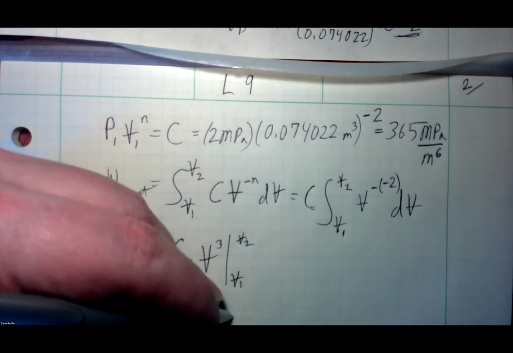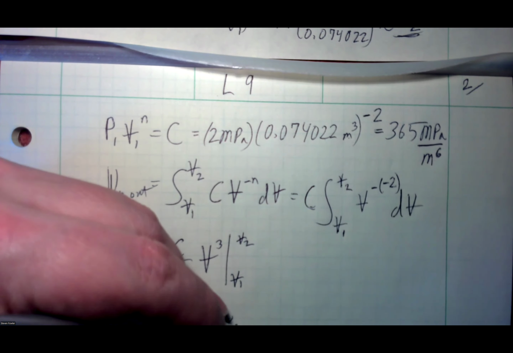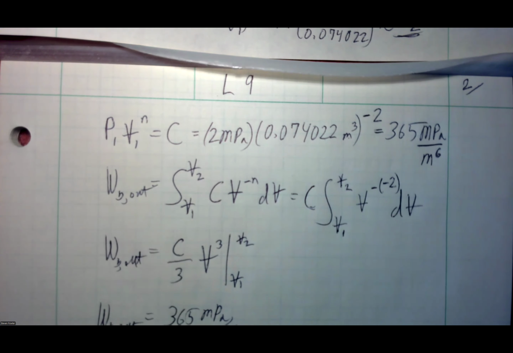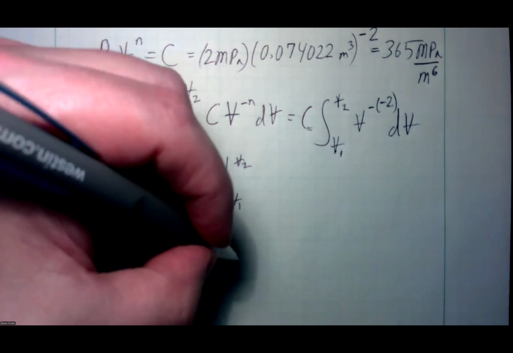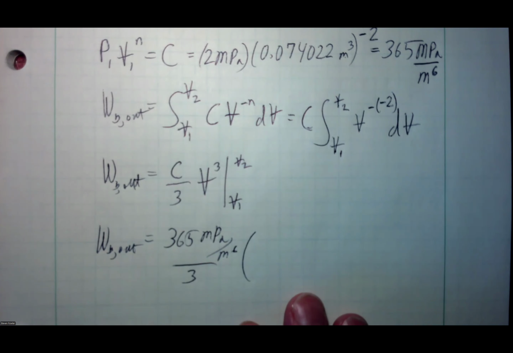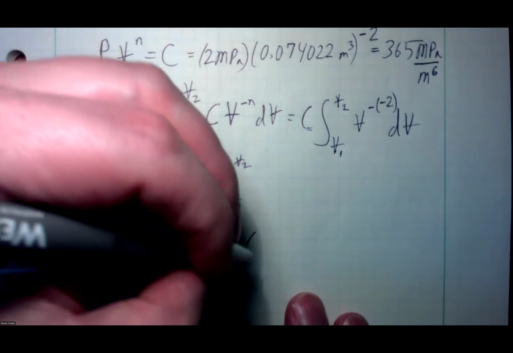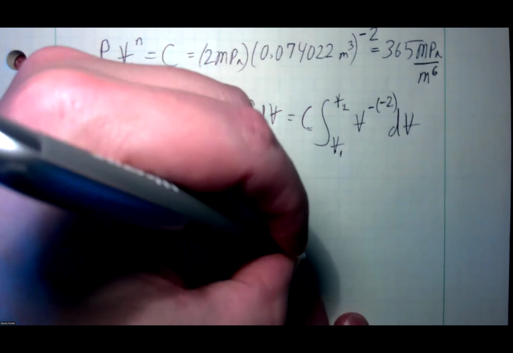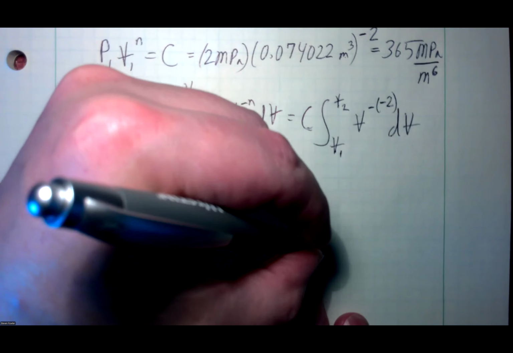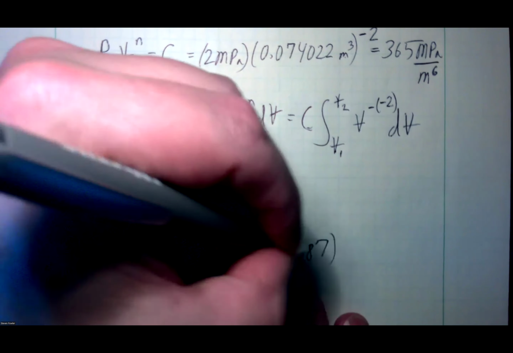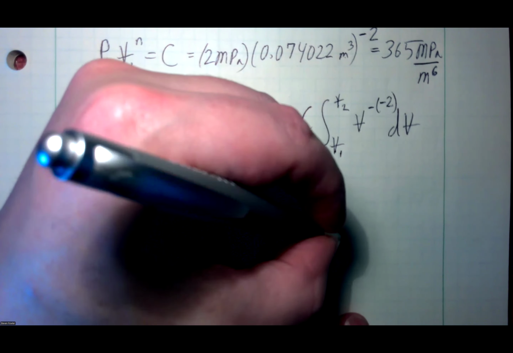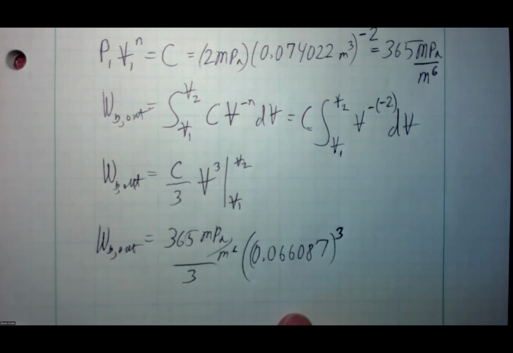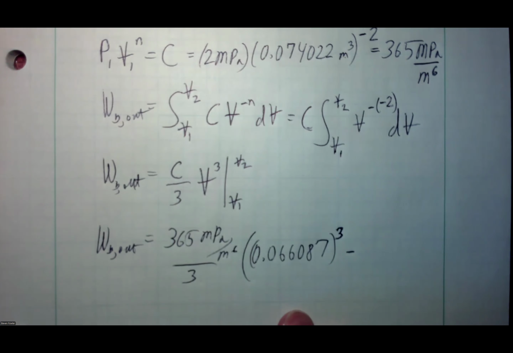Okay. Boundary work out equals 365 megapascals per meters to the sixth. That's going to get divided by 3. That's my value for C. And then I'm going to multiply that by V2 cubed minus V1 cubed. So V2 is 0.066087. That's going to get cubed. I'm going to write my meters cubed outside here. Minus from that, V1 is going to get cubed.